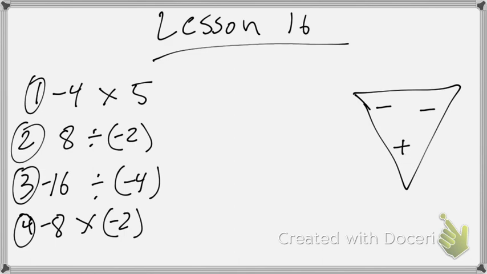So the way you use this is, if you look at number 1, one number is negative and one number is positive. So you could cover up a negative, cover up this negative, and the second number is positive, so I cover up that positive. What's left? A negative sign, right? So that means we know our answer is going to be negative. So we just do 4 times 5 is 20, but it's going to be negative 20.